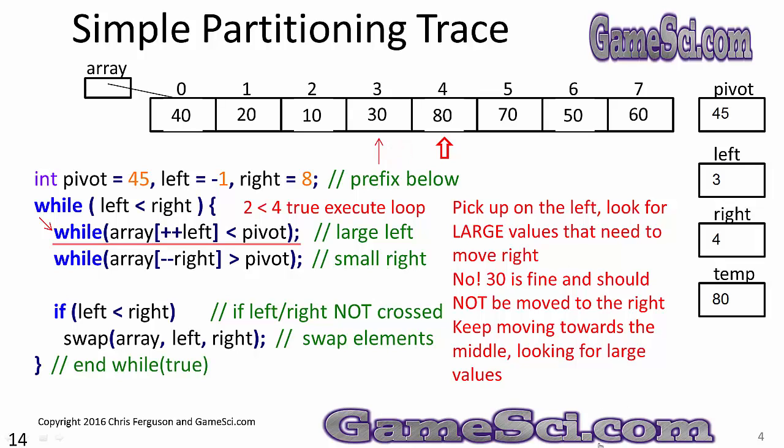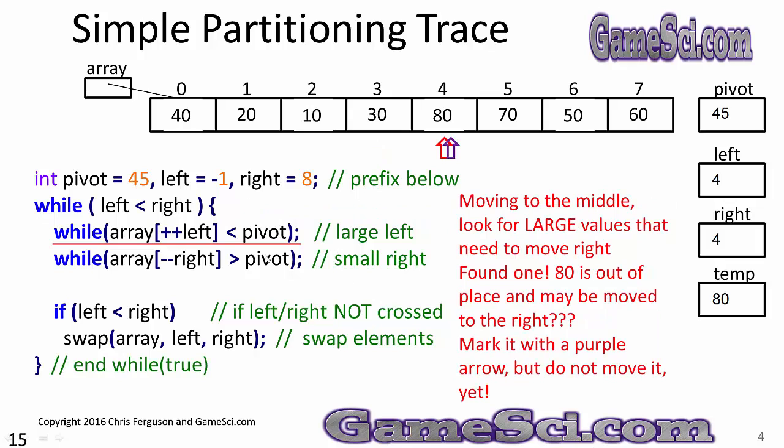Keep moving towards the middle, looking for large values that need to be moved. The plus plus left here moved left to 4. That's why my purple arrow moved to 4. Moving towards the middle, looking for large values that need to be moved to right. We found one. 80 is out of place and may be moved to the right. Notice my question marks. Remember, we don't move until we find 2 out of place. We'll mark it with the purple arrow, but we will not move it yet.